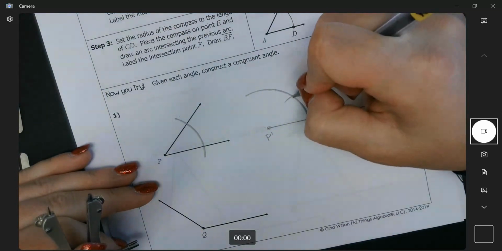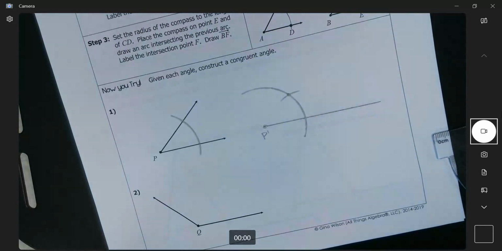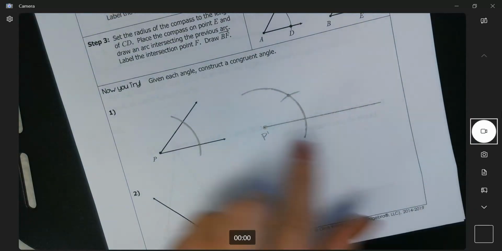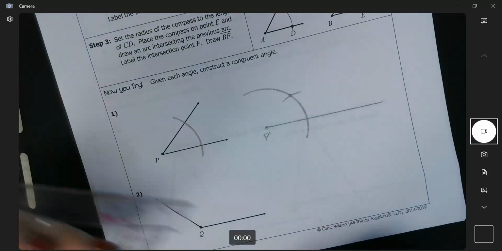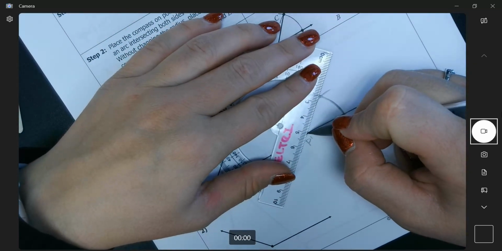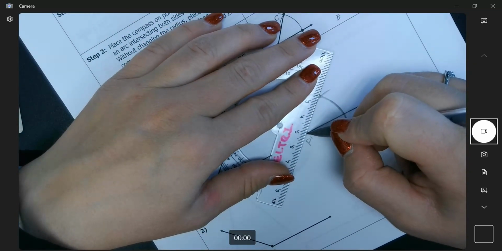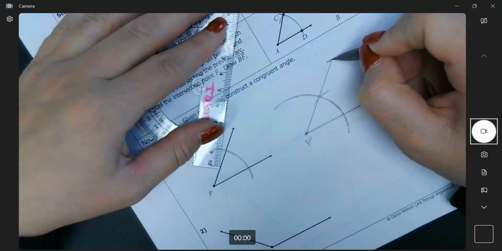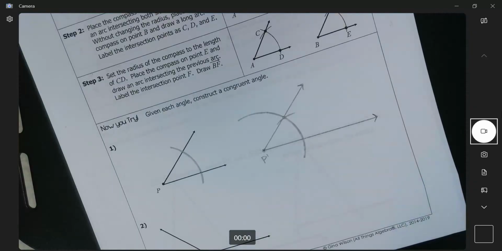you're going to make a point, and now you can connect P prime through that point and just extend it out a little bit further. So, there is the copy of the angle. Okay, so that's how you would copy an angle.